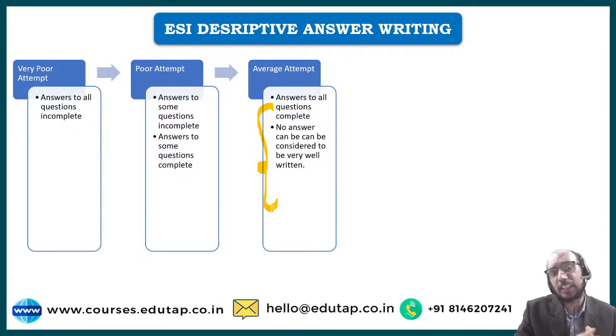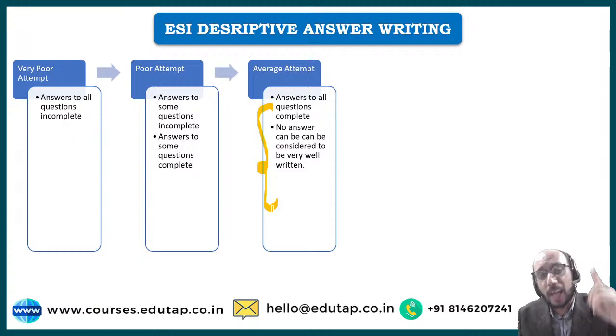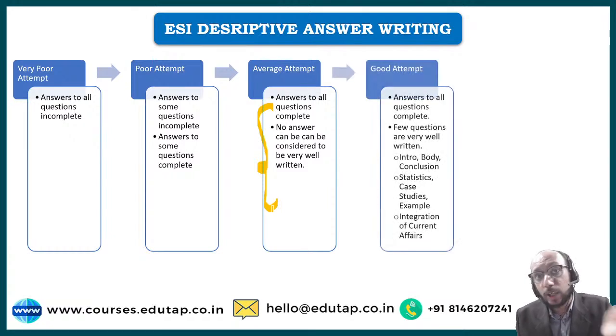That is why you are going to the exam. You cannot make the life of the examiner easy by leaving all questions incomplete or by leaving most of the questions incomplete. You are straight away out of the race. Are you getting my point? Don't do that. So you have to give an average attempt where you are answering all questions. Then you have to try to give a good attempt.